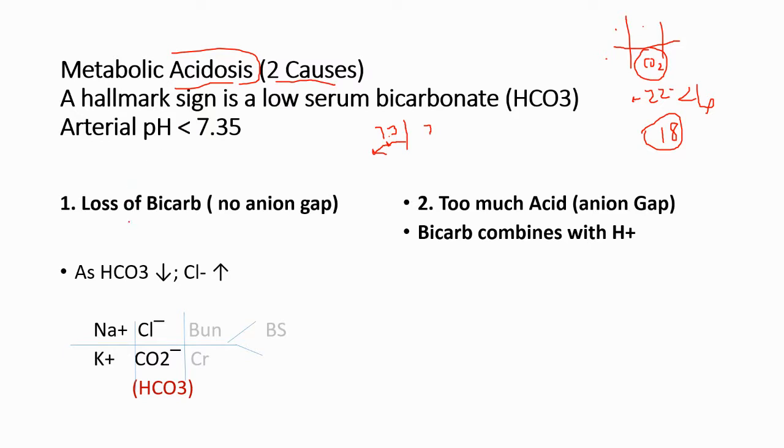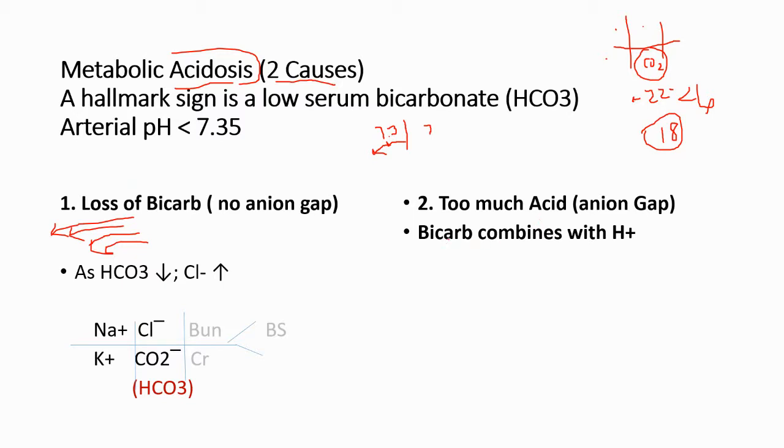Number one, they're losing bicarb. Something's happening in the body and bicarb's getting excreted from the kidneys or the intestine. Bicarb is being lost. Okay? That's one of the things. The second common reason is there's too much acid. There's too much acid accumulating in the body. And when acid accumulates in the body, the pH starts becoming acidotic.